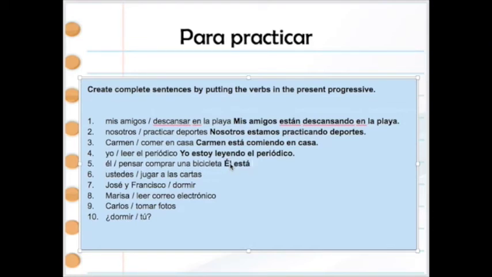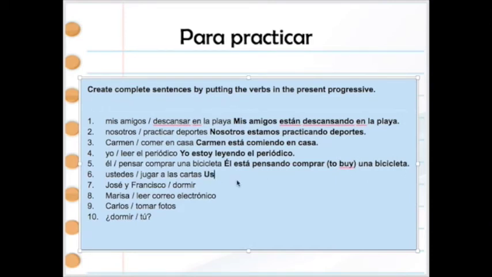Okay, él. My subject is él here. Él está pensando comprar una bicicleta. Basically, we're just leaving the rest of the sentence the way that it is. We don't have to change anything about it. So he is thinking about buying a bicycle. Pensando is to think. Comprar is to buy. Una bicicleta.